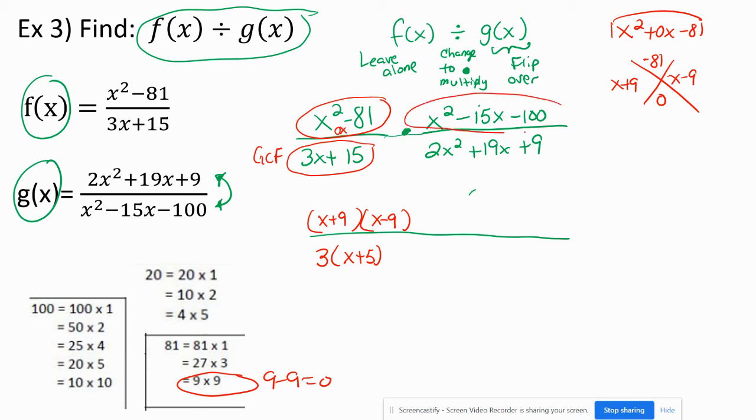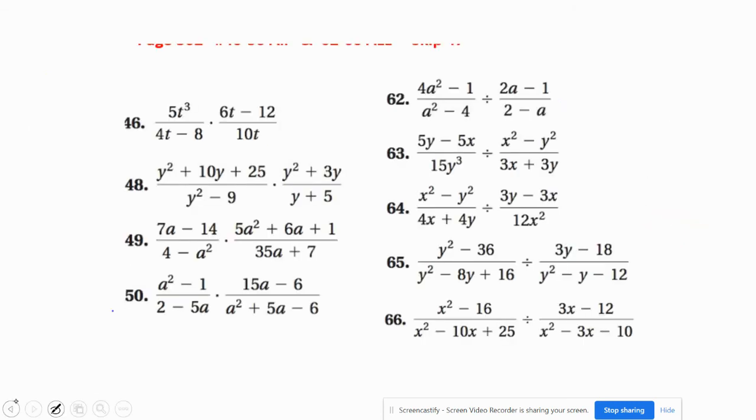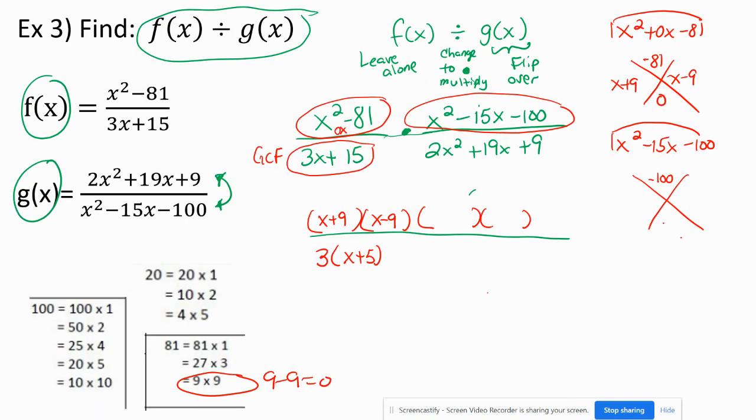The next one on the top will be magic x, so I'm going to put in 2 parentheses. So I'm asking myself what multiplies to 100 negative and gives me that 15. So if I go over to 100, 20 and 5 would get me to a 15. I need a negative 15. So negative 20 plus 5 would equal negative 15. So that'll be x minus 20, x plus 5.